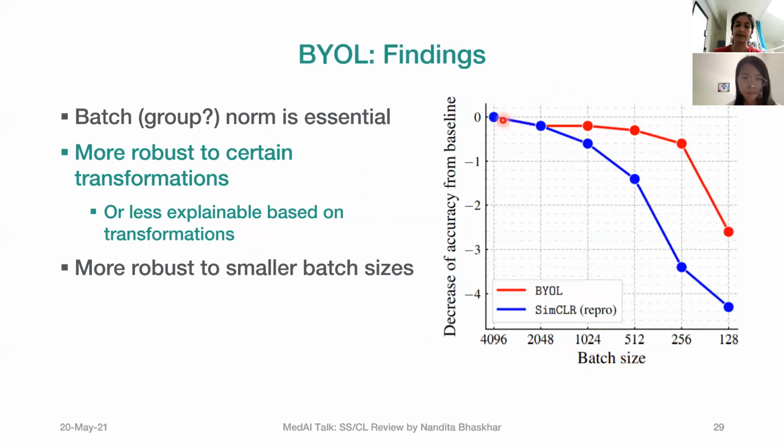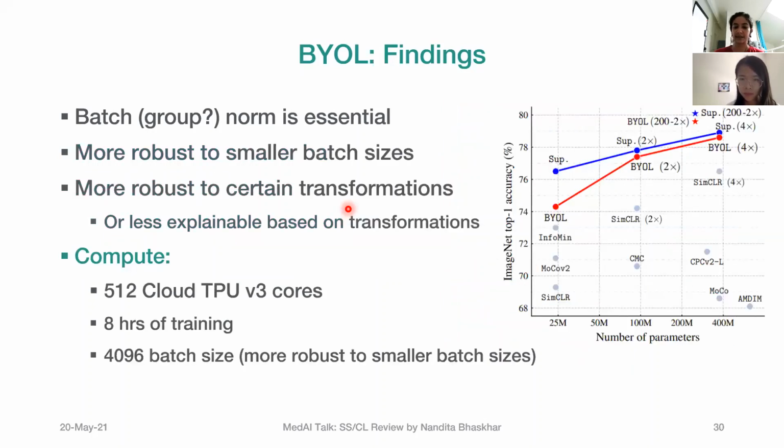And I think the more important thing is that it is also robust to smaller batch sizes compared to SimCLR. So I think that's one of the key findings: they do not need negative samples and it's robust to smaller batch sizes. But because this is also from industry and they have a lot of compute, they used 512 TPU cores, which is impossible to think about in an academic research setting. And they used a 4096 batch size throughout their computation, apart from the ablation studies.